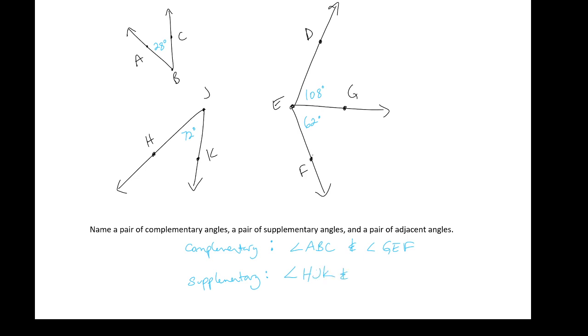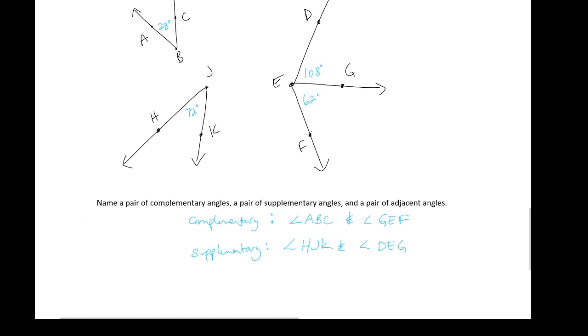72 plus 108, DEG. That's going to give us our sum of 180. Now we need the two neighbors, right? The ones that share a side. The adjacent angles, which in this case is going to be angle DEG and GEF.